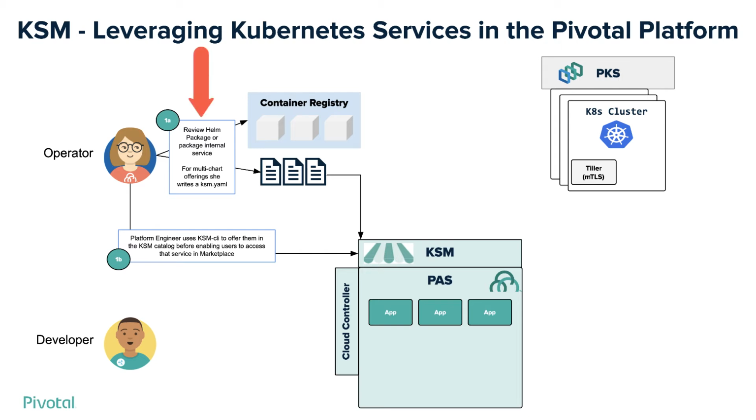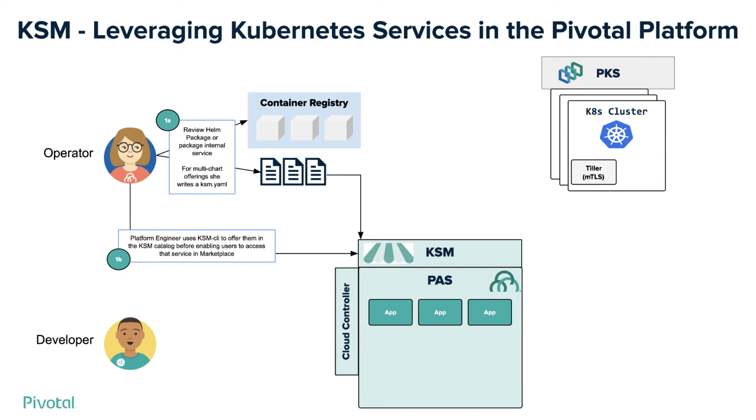Now, for vendor-provided or open source services, they may be already prepackaged from their source. But for other services, such as those built internally, this may be an additional step. For services which are made of multiple Helm charts, such as the ones we will see in our demo, we will further have to define a ksm.yaml file to tell KSM some metadata about each chart. But once those services are packaged, the platform engineer uses the local KSM CLI tool to make the services available in the CF marketplace.